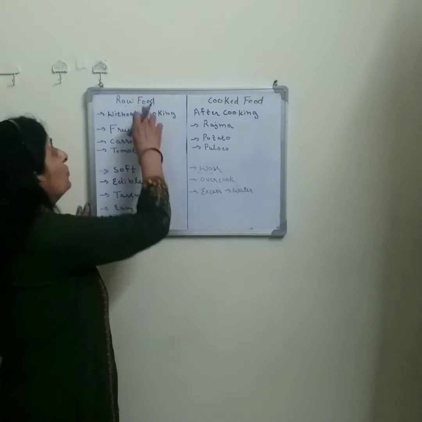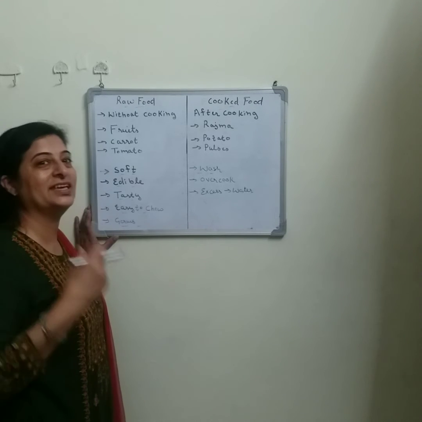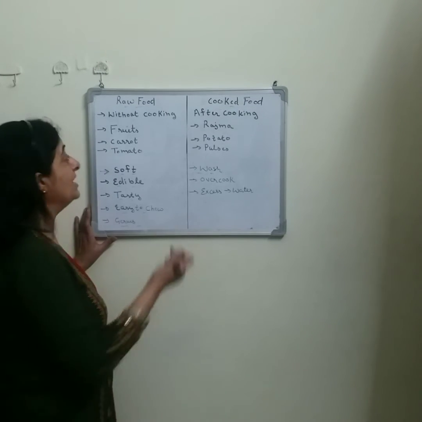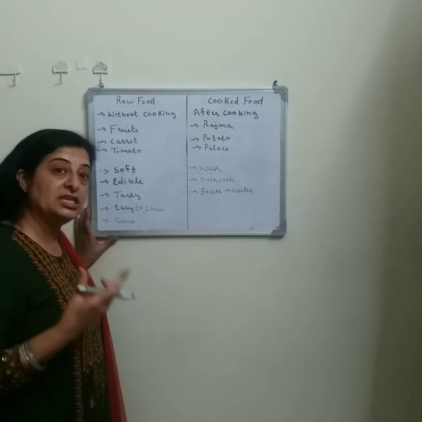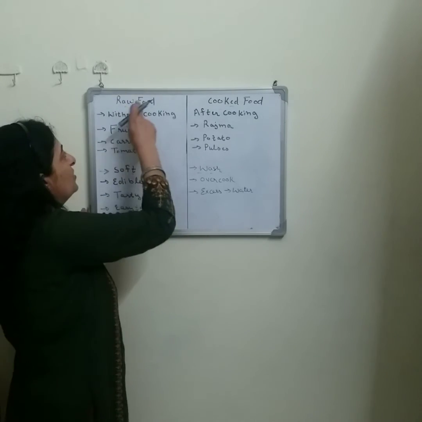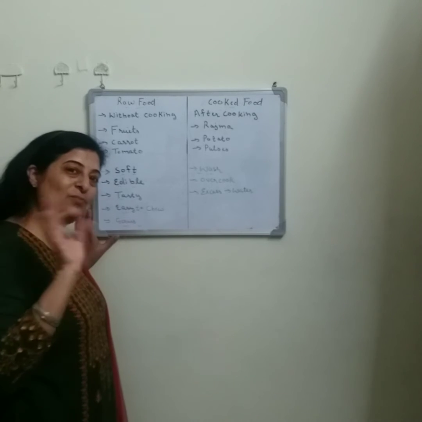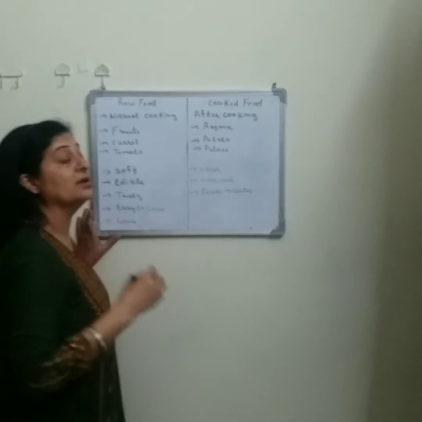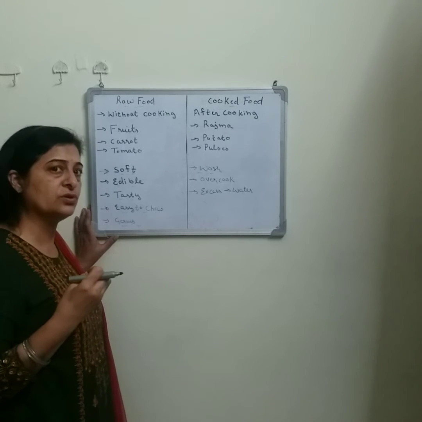Now we will try to find the difference between raw food and cooked food. Raw food means food that we can eat without cooking, like fruits, carrot, tomato, cucumber. These are known as raw food. And cooked food, as you know, is what mama cooks for you, like pulses, potato, rajma. These are foods we can't eat raw, so we have to cook them.